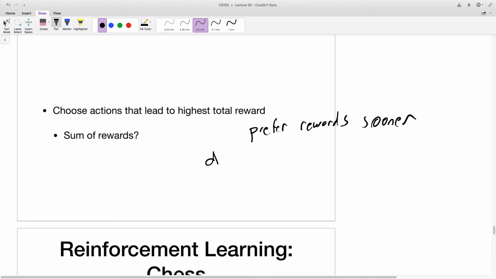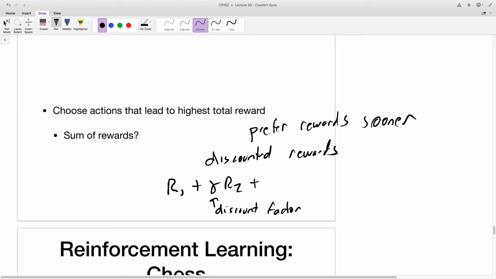So we probably want to do some discounted rewards based on how long it takes to get there. So let's say at time 1, we have reward 1. Let's go ahead and add that to a discount factor times R2. So this will be our discount factor. Plus, what do we want to use for R3? Yeah, squared. And so on.